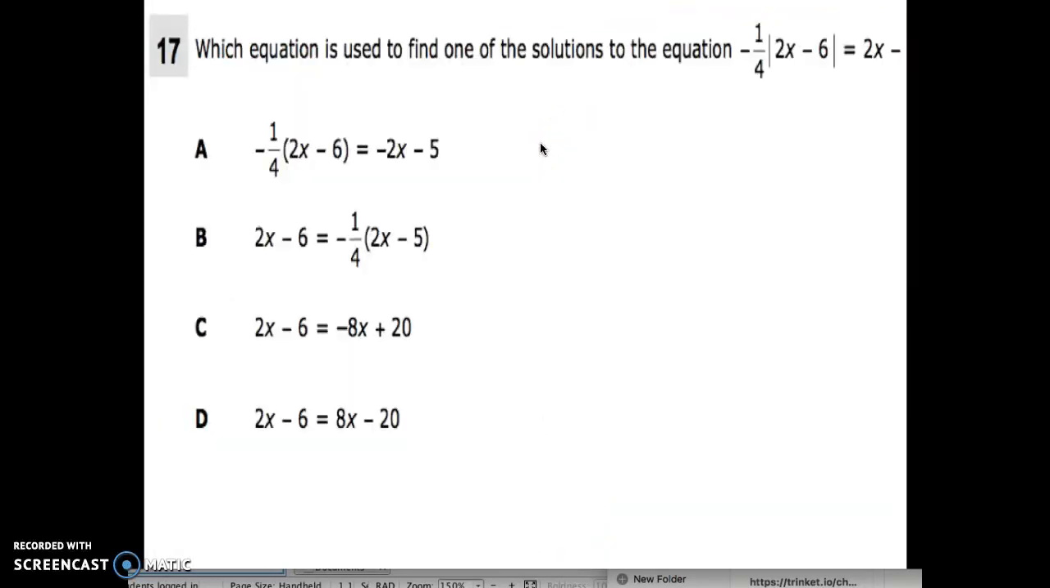Question number 17 is the next one that we're actually going to skip. Okay, so we're going to skip this one for now. It's not one that I want us to have to deal with at the moment.